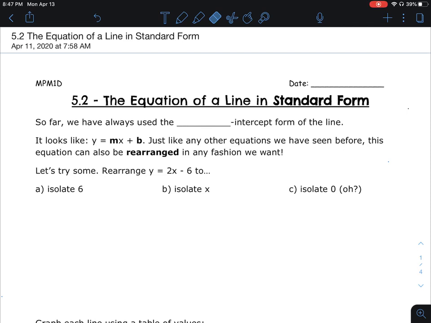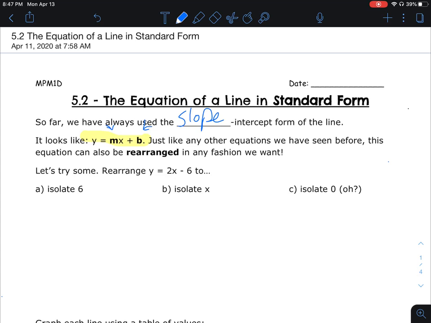So we're going to talk about the equation of a line in standard form. So far, we've always used slope-intercept form of the line. And the slope-intercept form of the line looks like what we've talked about already, y equals mx plus b, where m is the slope and b is the y-intercept.